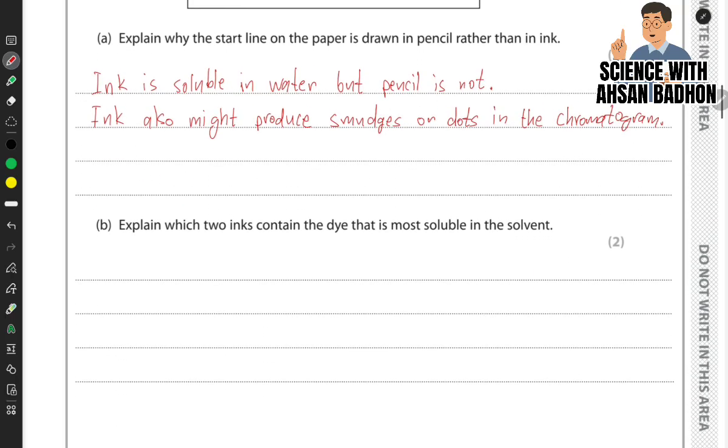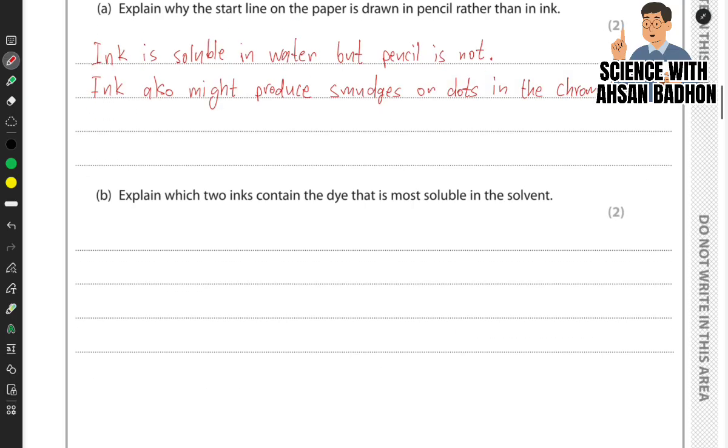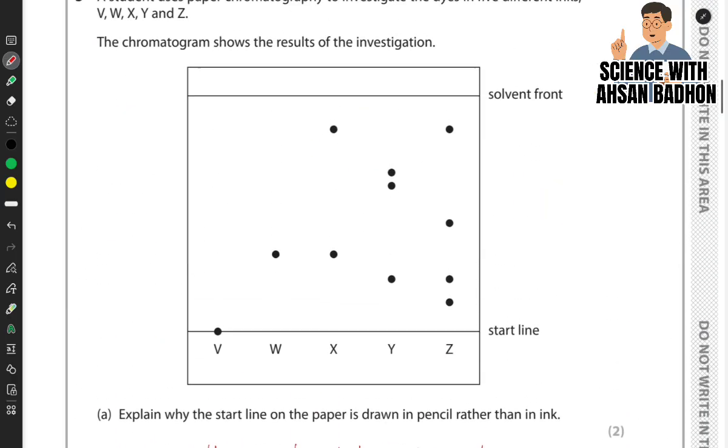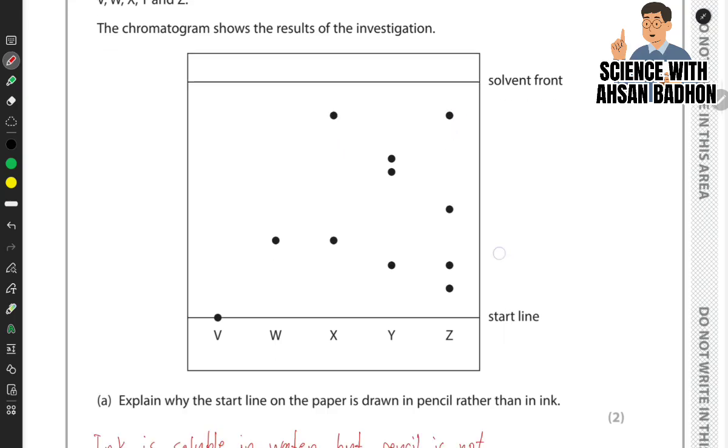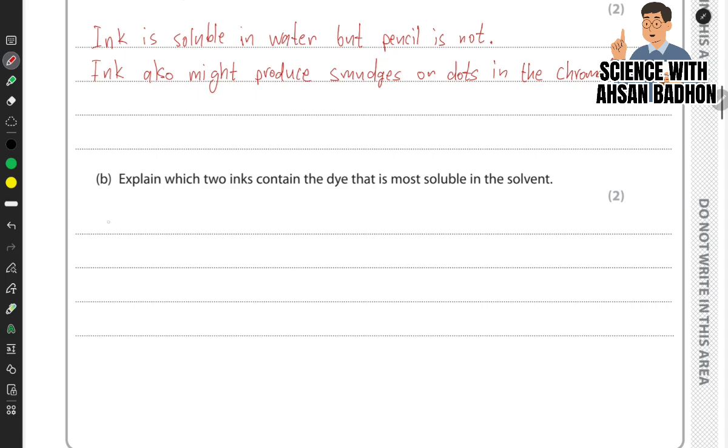Then in the next part of 3B we have explain which 2 inks contain the dye that is most soluble in the solvent. So the most soluble dyes which should rise the maximum, and that 2 of them is X and Z. So we can say X and Z because they rose the maximum height.